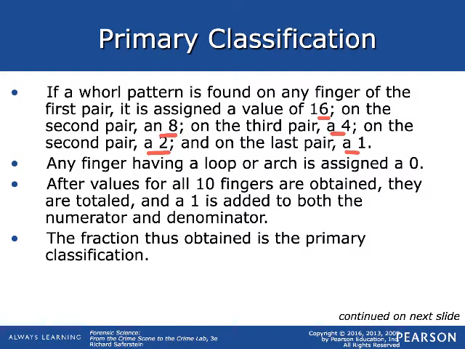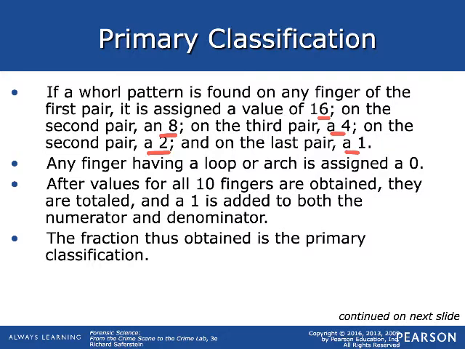Okay, so they take your fingers, they look at these patterns, and they assign them a number. The numbers are kind of random, but because they do it consistently, it's a way to match things up. Okay, so then any finger that has a loop or an arch gets a 0.